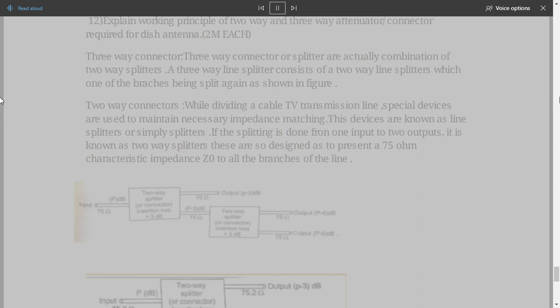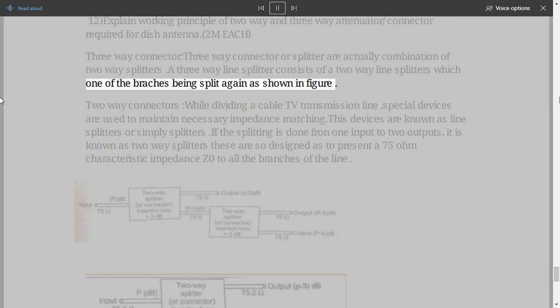12. Explain working principle of two-way and three-way attenuator or connector required for dish antenna. 2 marks each. Three-way connector. A three-way connector or splitter is actually a combination of two-way splitters. A three-way line splitter consists of a two-way line splitter with one of its outputs being split again, as shown in the figure.